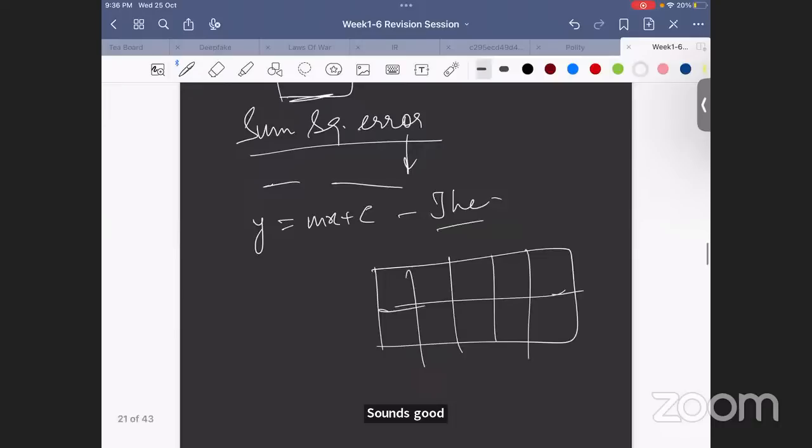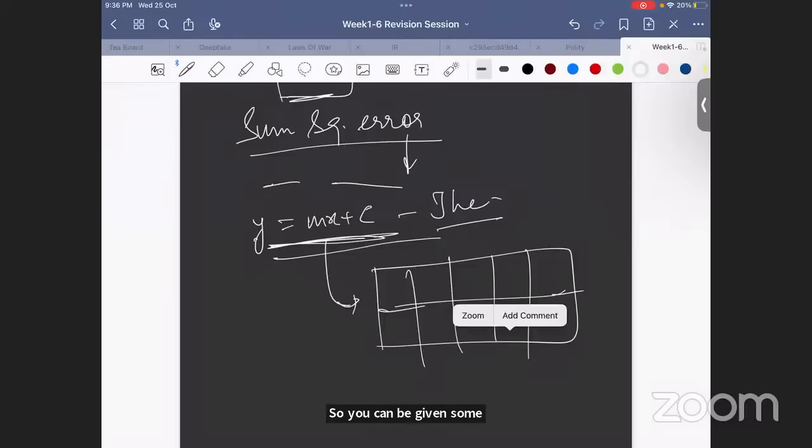The theoretical equation will be given, the values will be given, and then you have to calculate the error first. From this equation, what is the value you are getting, and what is the given data? Subtract it to get the error. Square it, do the summation, and you'll be getting SSE.